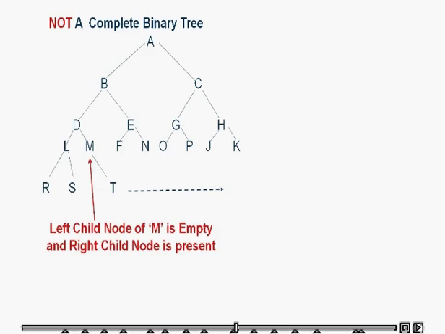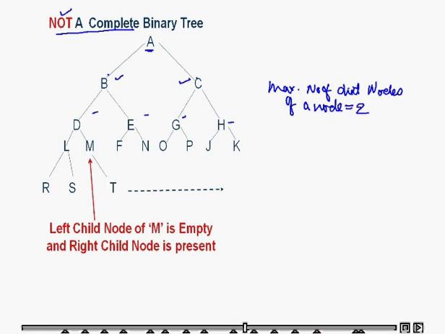Now I again present to you a binary tree which looks like a complete binary tree, but which is not a complete binary tree. How? Level A has the maximum of 2 child nodes, B and C. B and C have both child nodes filled up. The maximum number of child nodes of a node is equal to 2 in a complete binary tree.